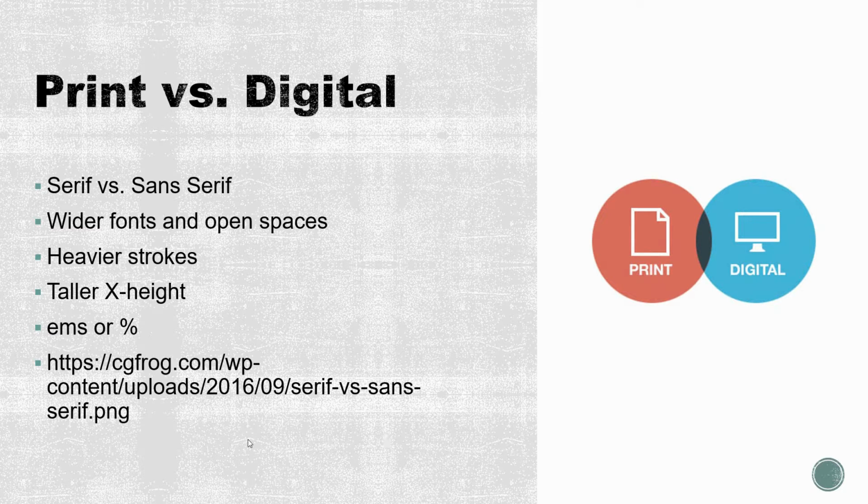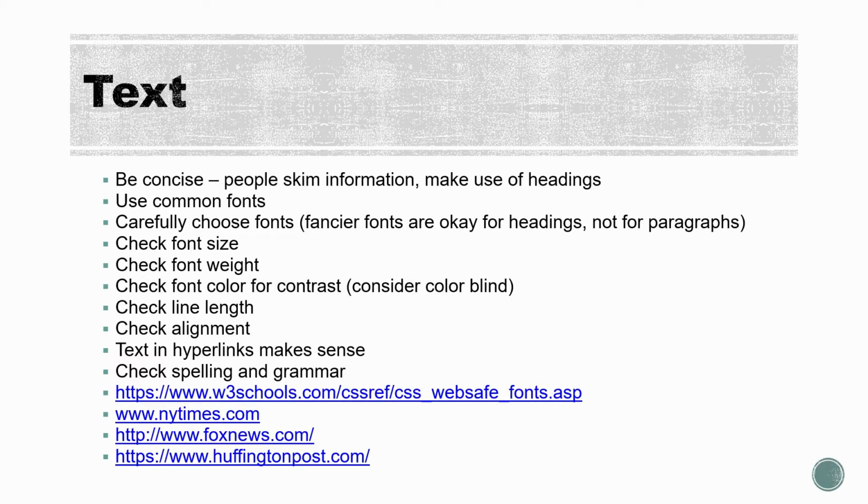This is a link to that infographic we looked at before. So a couple things to consider when looking at text. Be concise. People tend to skim information, so you want to make headings really easy to read quickly.